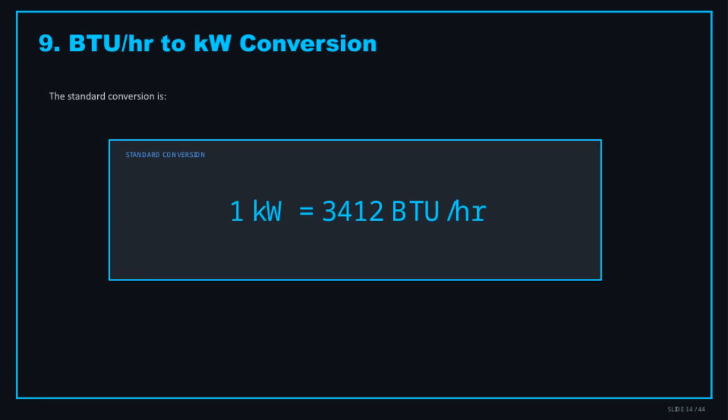Let's start with a key conversion you'll see often. 1 kilowatt equals 3,412 BTUs per hour. This is the standard way to switch between these units of power and heat. Understanding this lets us move smoothly between different measurement systems, especially when dealing with energy or heating calculations. It's a simple but essential step in making sure we're all speaking the same language when it comes to power.